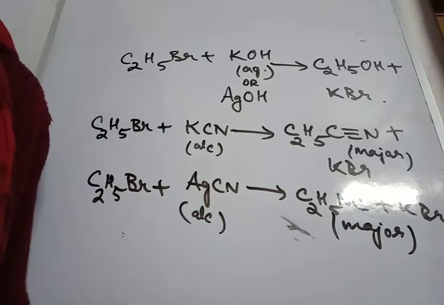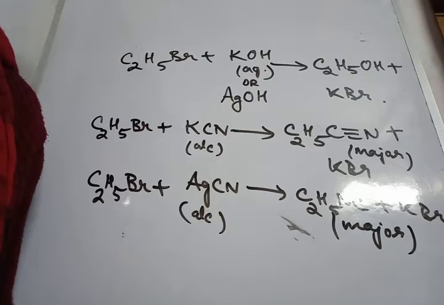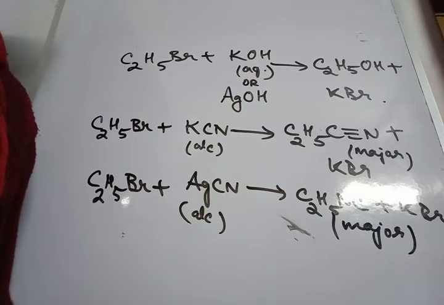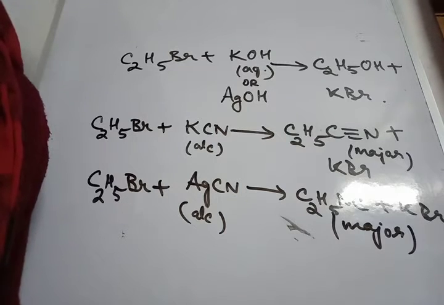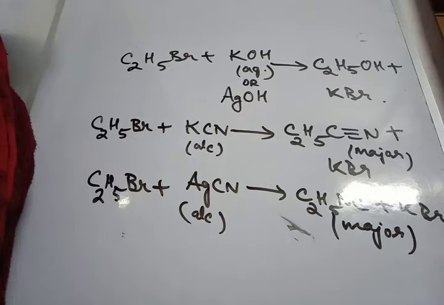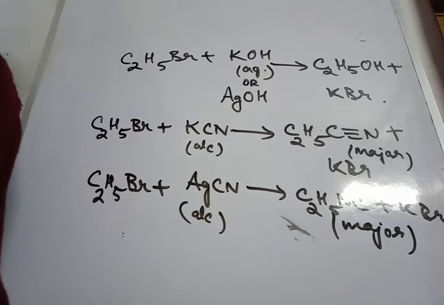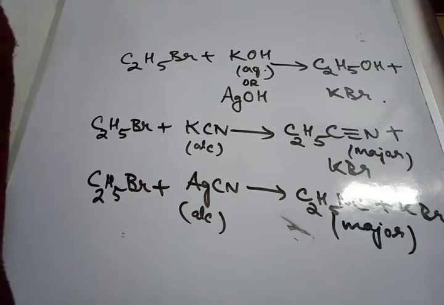But when silver cyanide, AgCN, is taken, it is a covalent compound, and in this case only the nitrogen end is free. So the attack occurs through the nitrogen end, and we get alkyl isocyanides as the major product. It is happening because of the ambidentate nature of the cyanide ion.